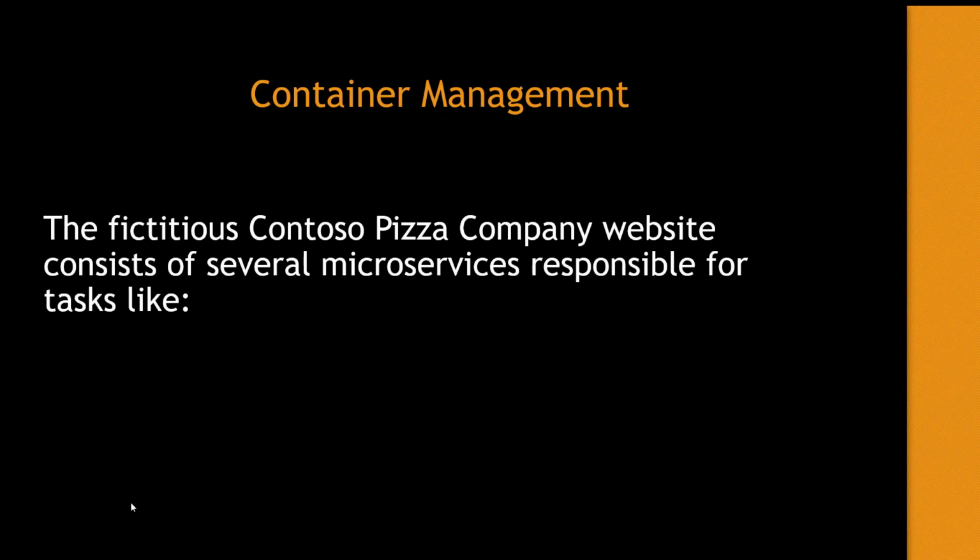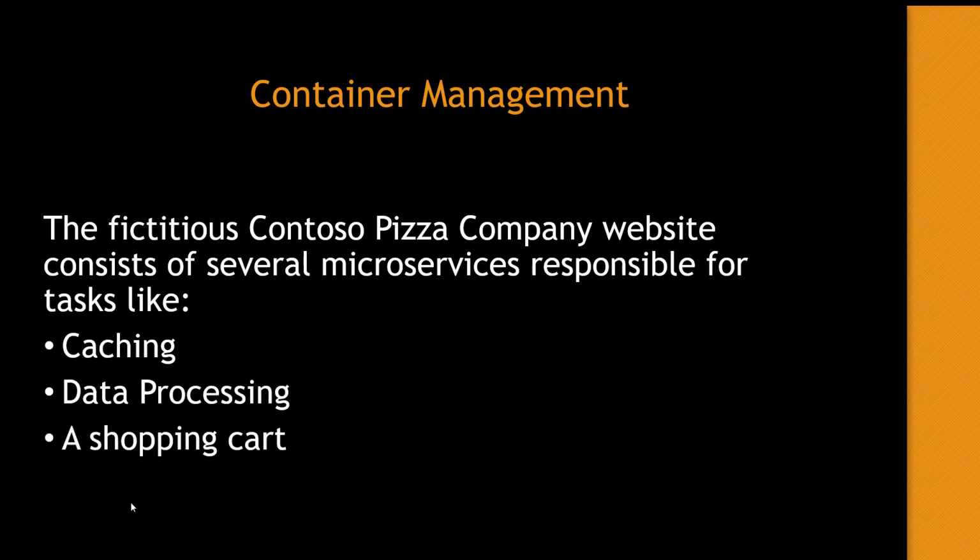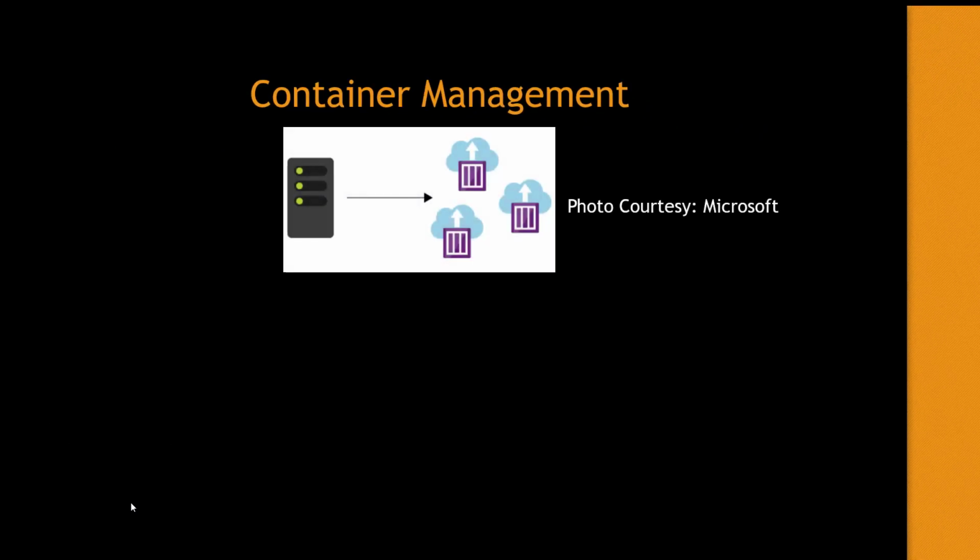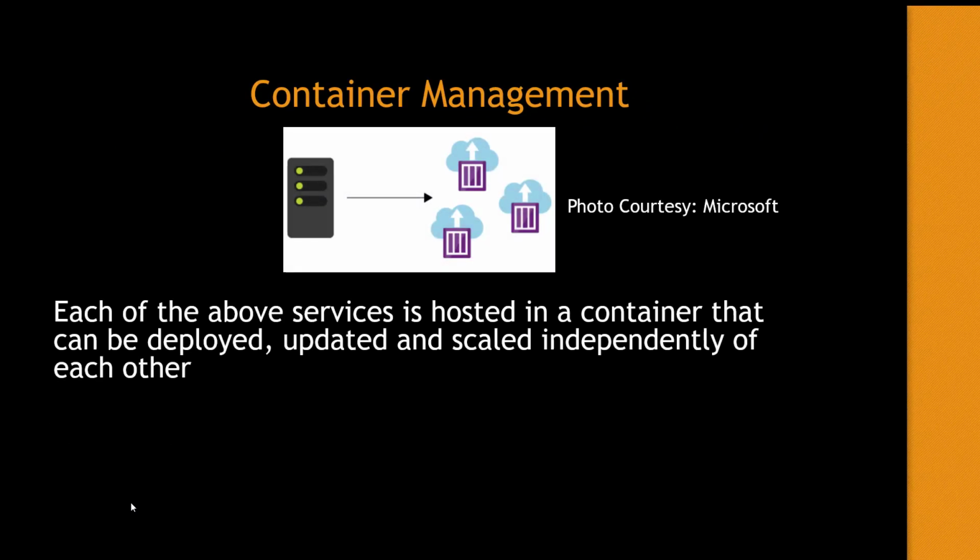And continuing about this fictitious Contoso Pizza Company website, which we introduced in the first lecture about the introduction, it consists of several microservices responsible for tasks like caching, data processing, and shopping cart, to just name a few. And this is the Microsoft image, which shows that there are three services that we have already discussed: caching, data processing, and shopping cart. These three microservices are representing those three services that I've just mentioned.